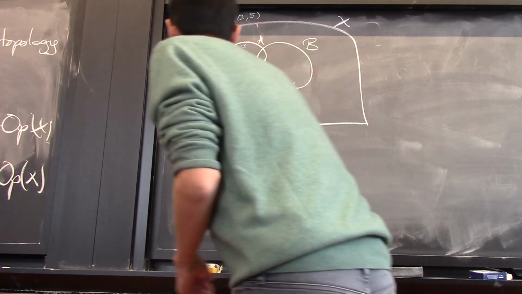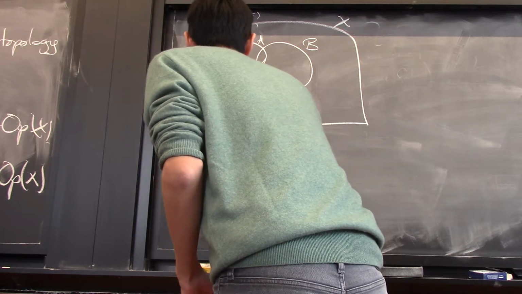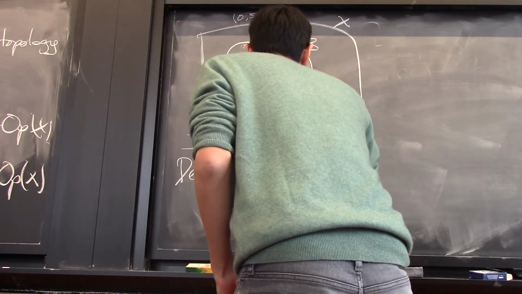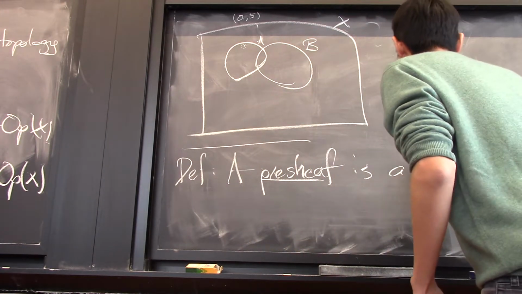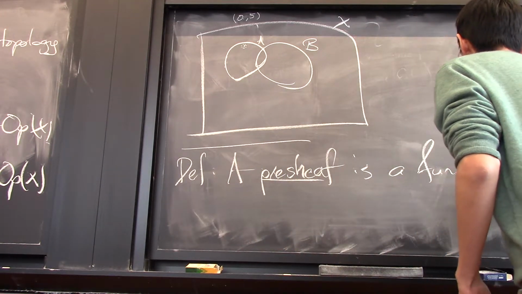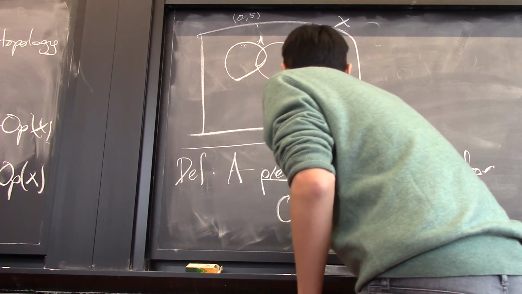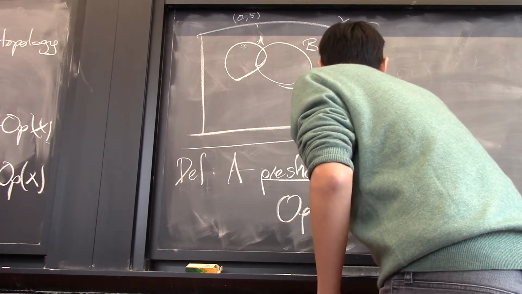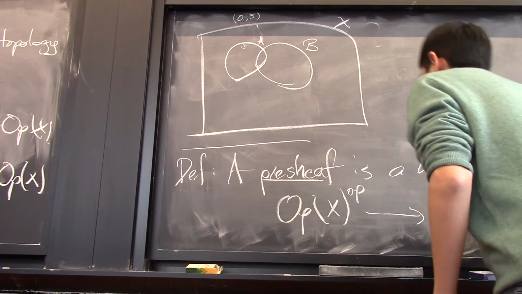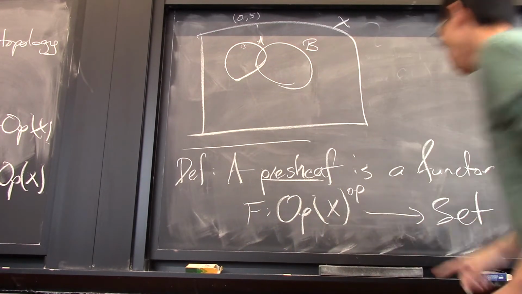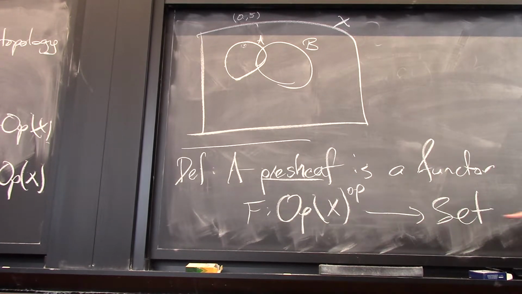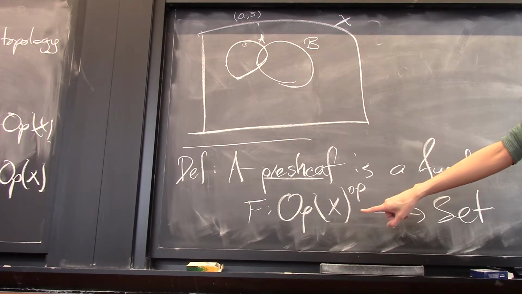So, definition then: a pre-sheaf, or topological pre-sheaf at least, is a functor from Open(X) up to Set. So we'll call this functor F. What does this mean? So Open(X) is a poset ordered by inclusion.